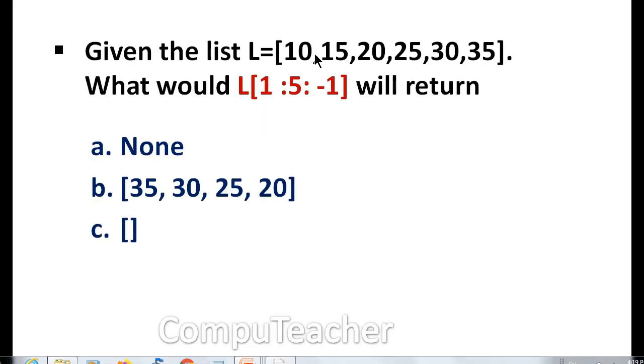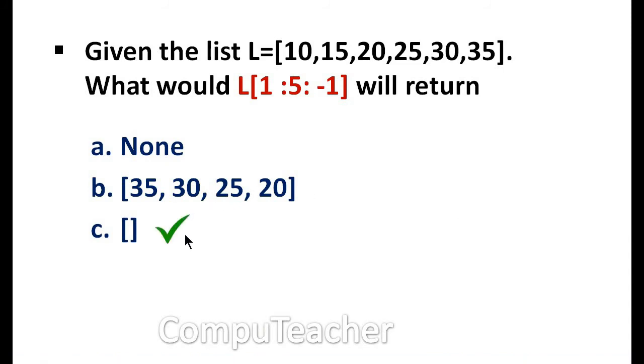Next one, L equal to 10, 15, 20, 25, 30, 35. Same list. Then the slicing is 1 colon 5 colon minus 1. See here the step value is minus 1, that is a negative number. Then the start value is 1, that is from the element 15 onwards, from here onwards up to index 4. Can I reach index 4 by moving backward from 1? No. Index 4 is here at 30. So the result is an empty list.